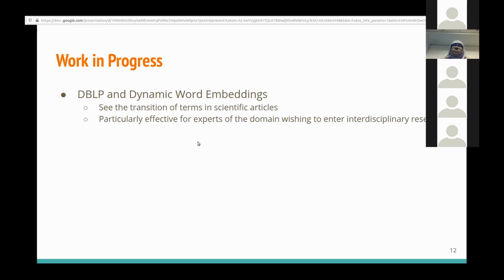So what if I want to see how the field has evolved over the years and what is the current state of it? Is there any tool, any recommender system that can show an evolutionary form? Right now, I don't know of anything like that. Especially this is very important when you're going into interdisciplinary research.